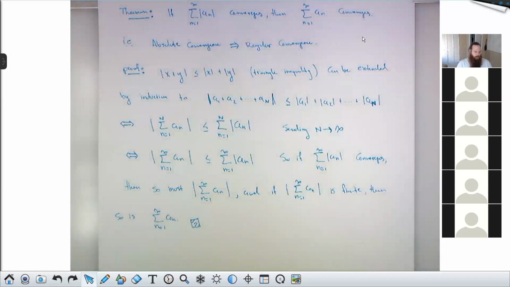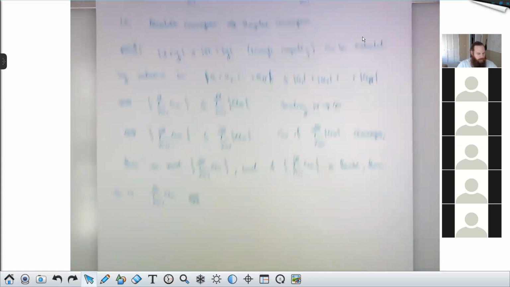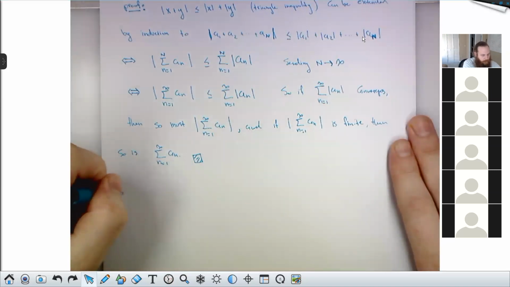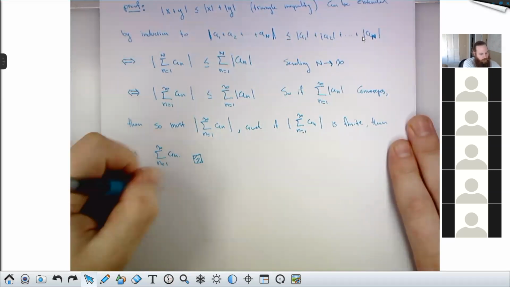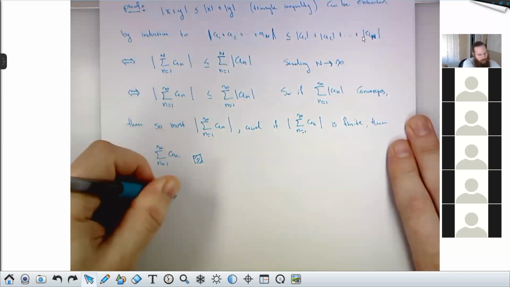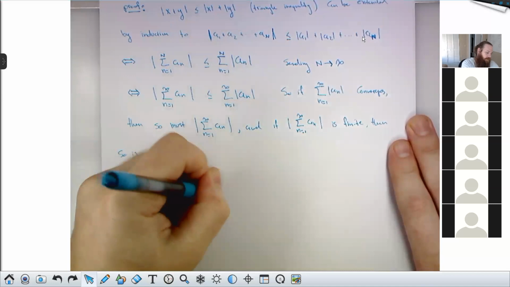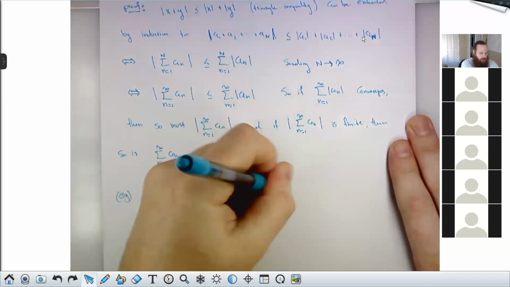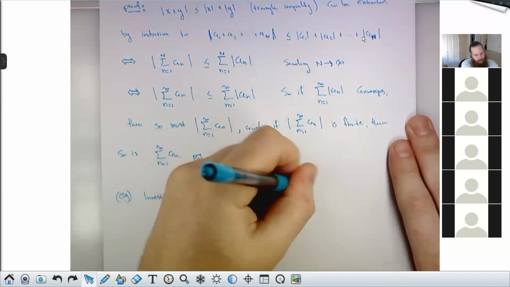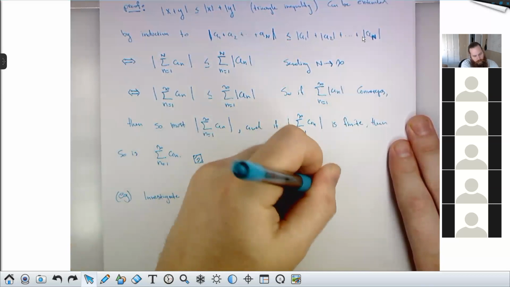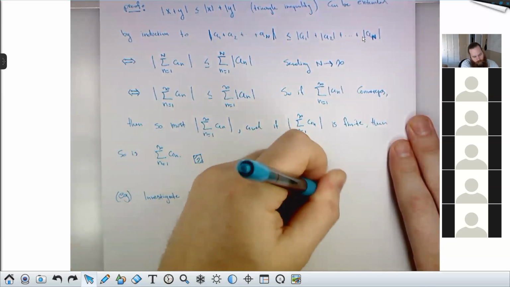Another way that this is useful is in attacking series where not all the terms are positive, but the series isn't alternating. So an important example to look at here, let's investigate the convergence of the series S equals sigma n from 1 to infinity of sine of n over n squared.